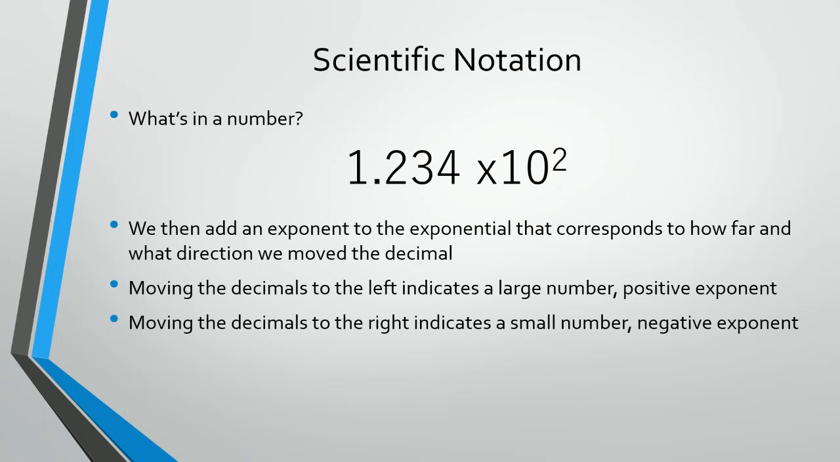All right, and if you're moving the decimal to the left, that means you have a large number that's greater than 1, giving you a positive exponent. If you're moving the decimal to the right, that means you have a really small number, giving you a negative exponent.